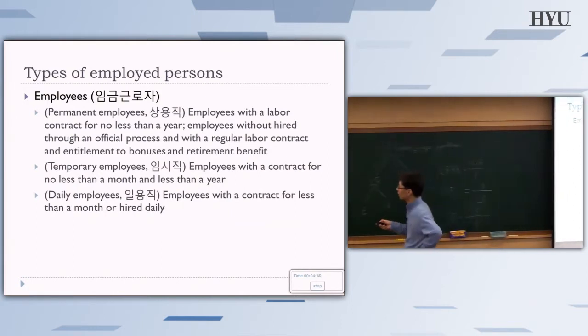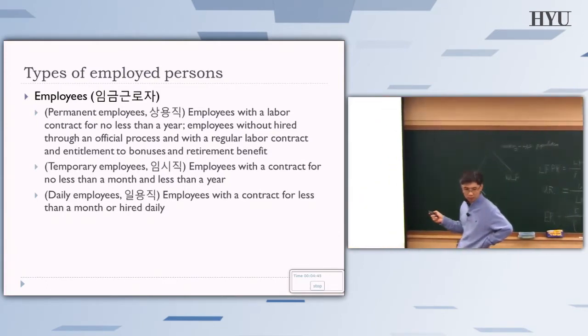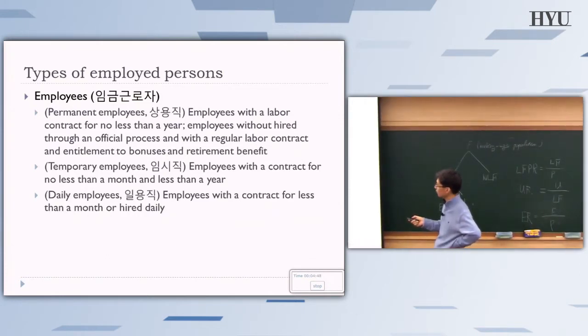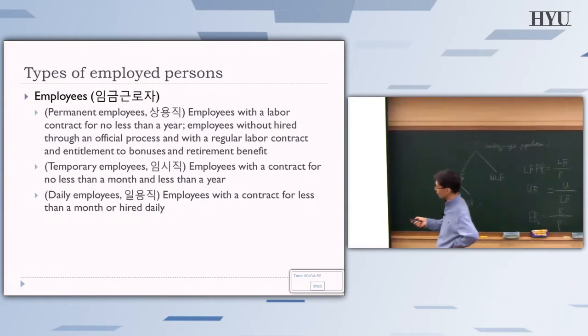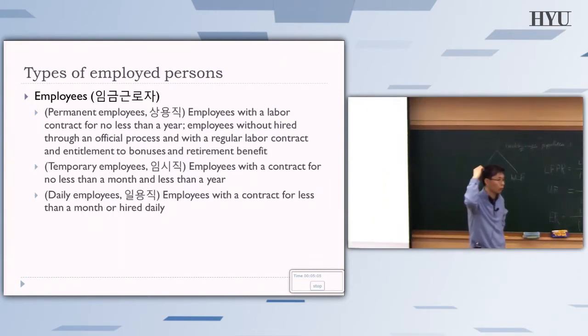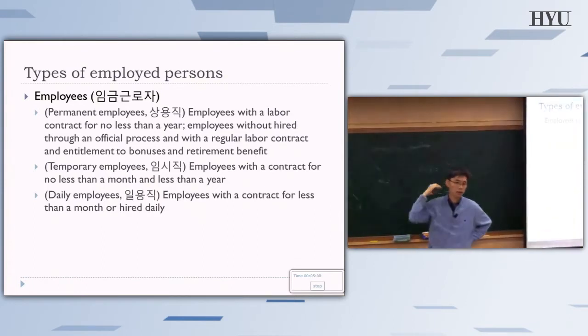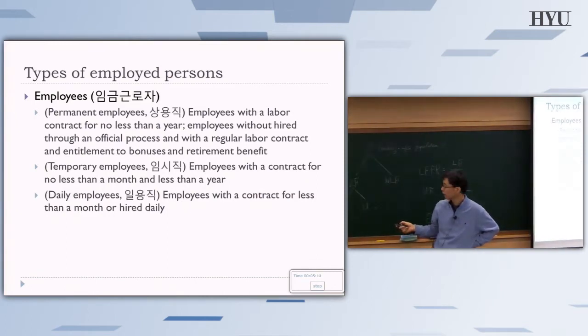Permanent employees have a contract of no less than a year, so a year or longer. Temporary employees have a contract of no less than a month but less than a year. And daily employees have a contract for less than a month, or are hired daily. Some laborers, for example, have a job only for 1 day, 2 days, 3 days. Those people we call daily employees. So these are just by the length of the labor contract.